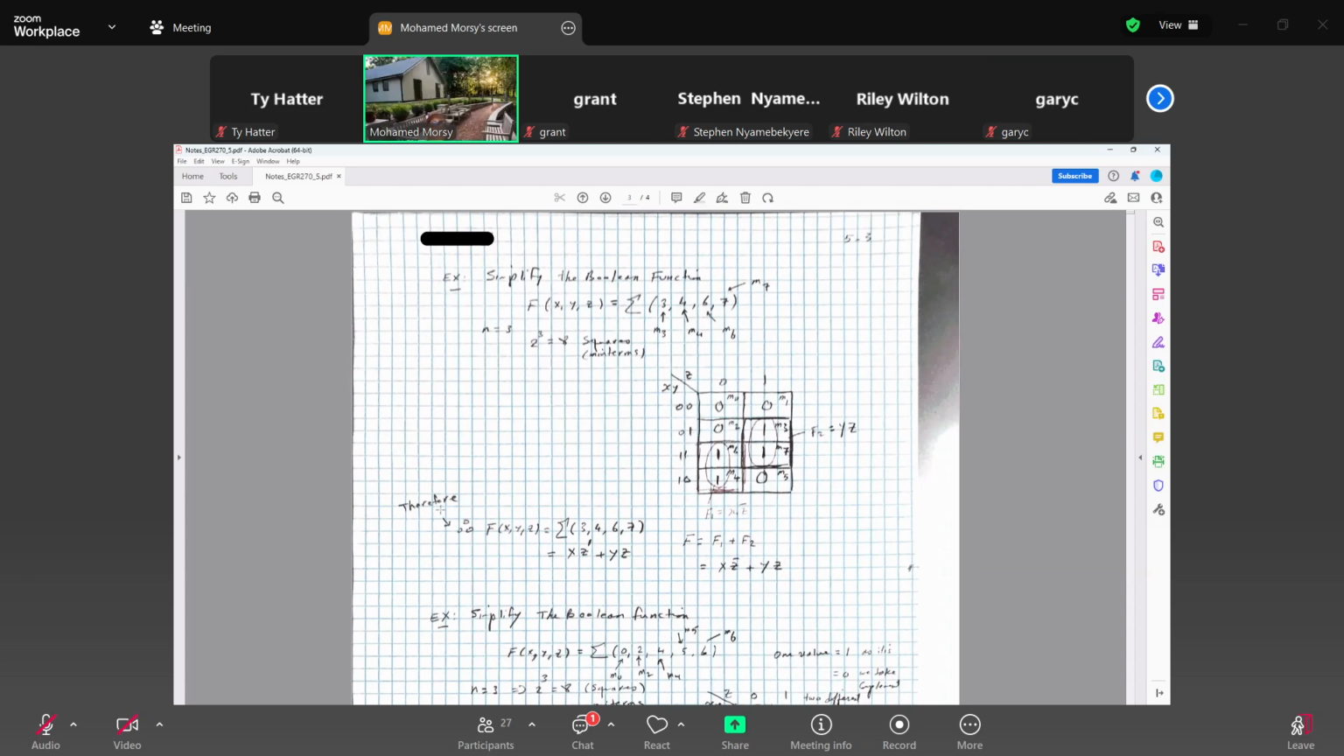Here is an example of using a Karnaugh map with 3 variables. We are given the Boolean function in terms of the min terms. We mentioned that this F can be given in terms of the min terms like this. Or what other forms may we give F in?